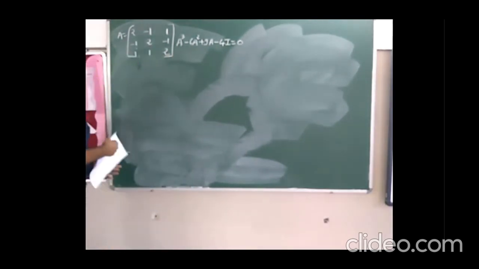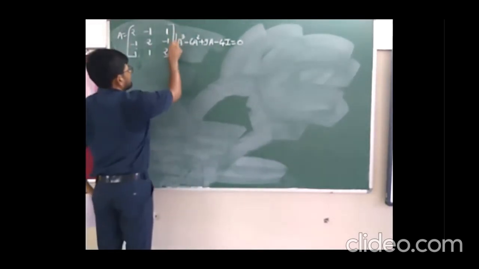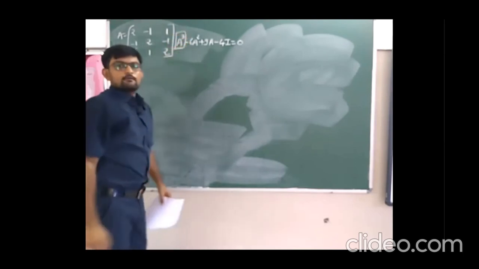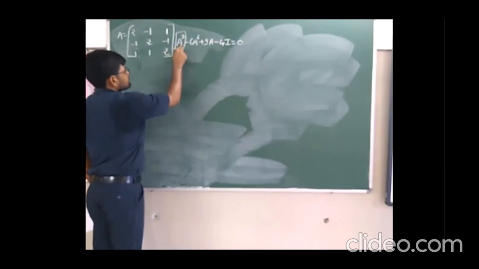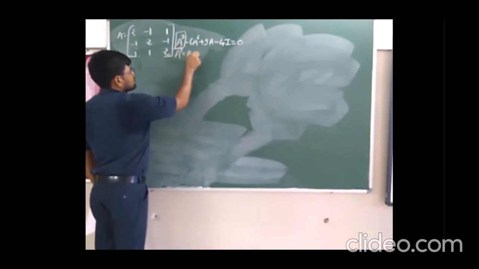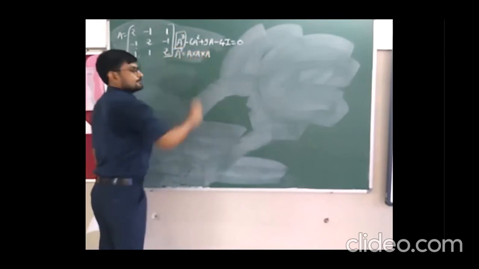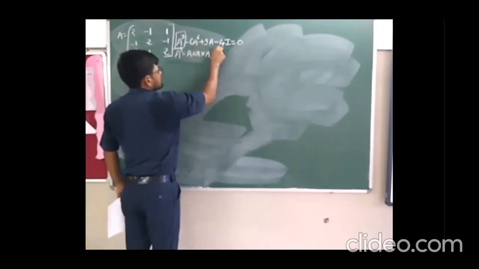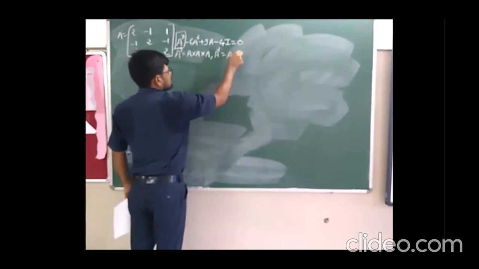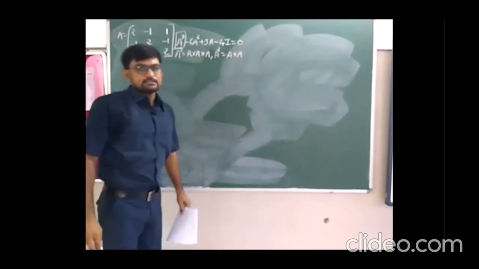Now here first what we have to find? A cube. What is the meaning of a cube? The meaning of a cube is a into a 3 times. What is the meaning of a square? A into a, that is called a square.